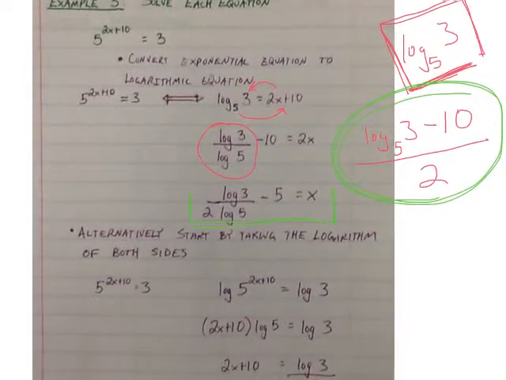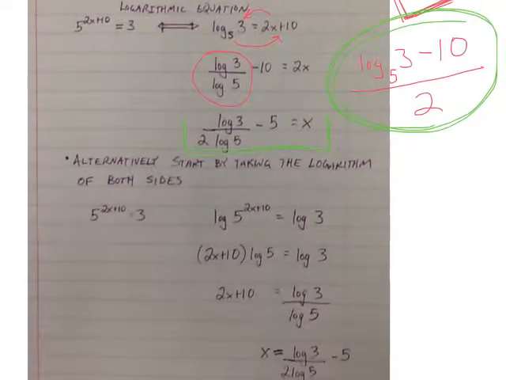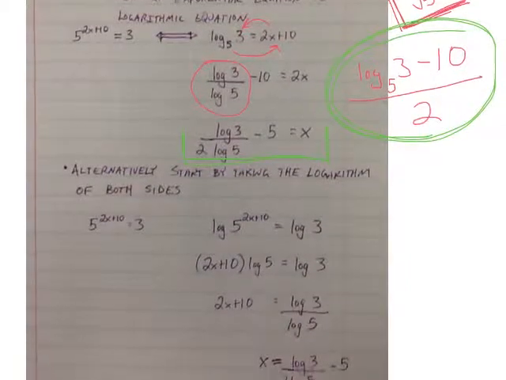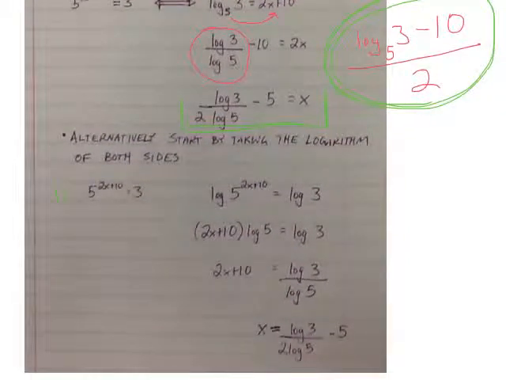Alternatively, you can start by taking the log of both sides, which is what I did. So I've shown you 3 ways to do this problem. Take the log of both sides. Log of that, and then what we have is an exponent that we can drop down. And then we divide both sides by log of 5. And we arrive at the same answer as we had above. There are a couple different ways to tackle the problem. I don't mind which way you choose to do it.